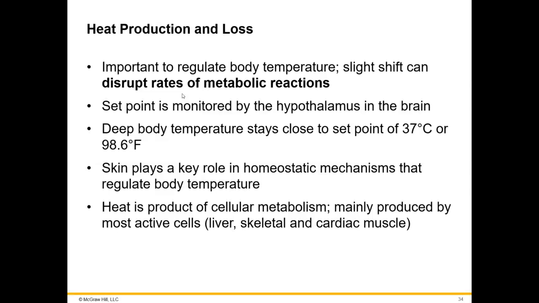Skin does play a key role in homeostatic mechanisms that regulate the body temperature. And heat is a product of cellular metabolism. We mentioned that when we were talking about cellular respiration. It's mainly produced by the most active cells, like the liver, the skeletal, and the cardiac muscles.